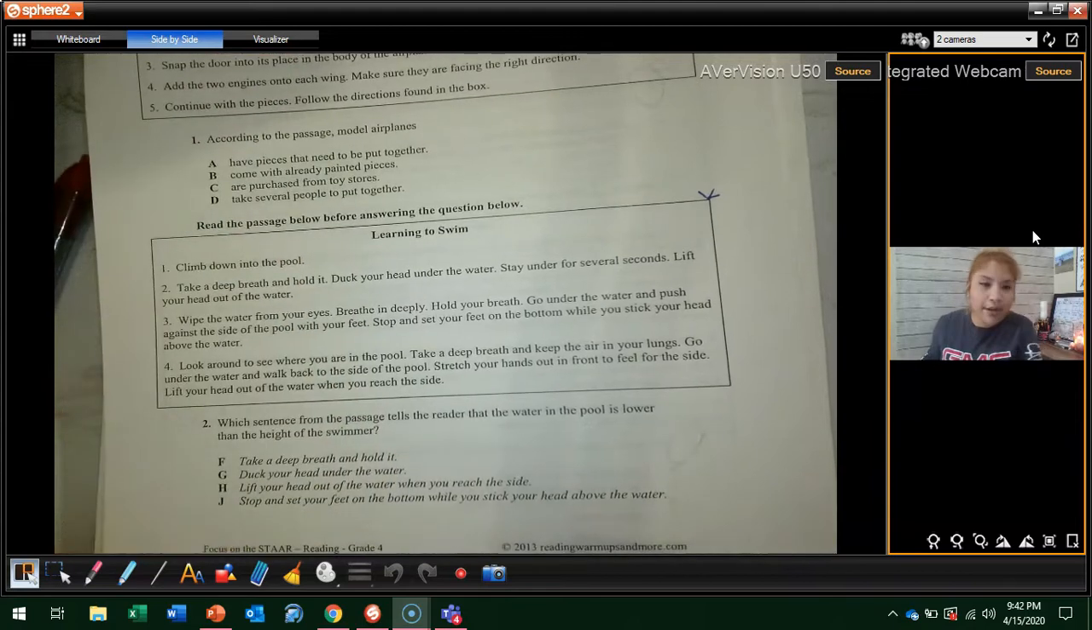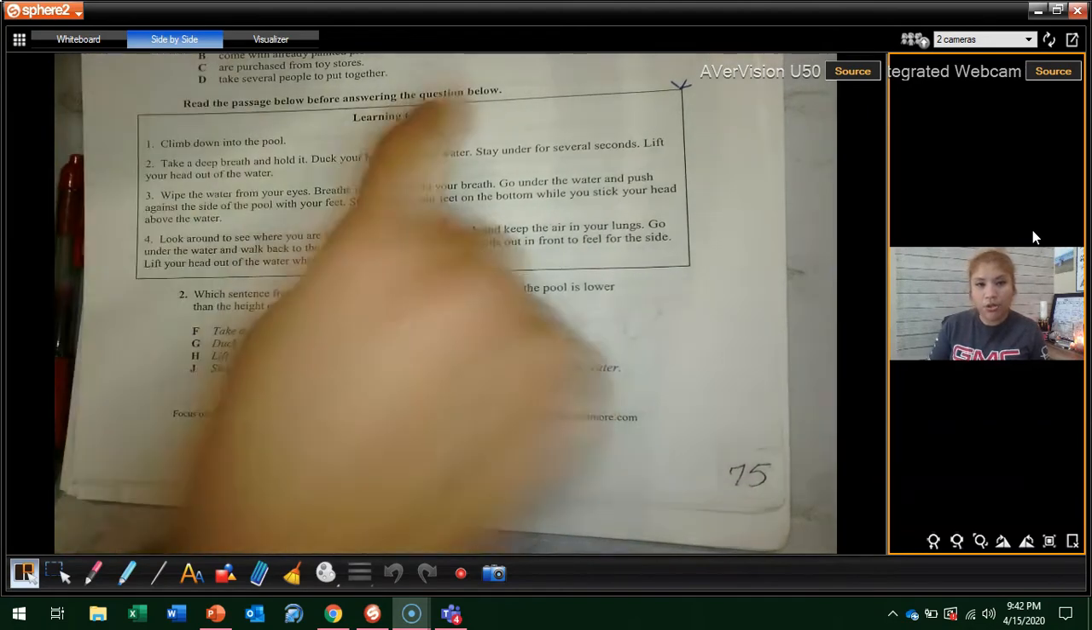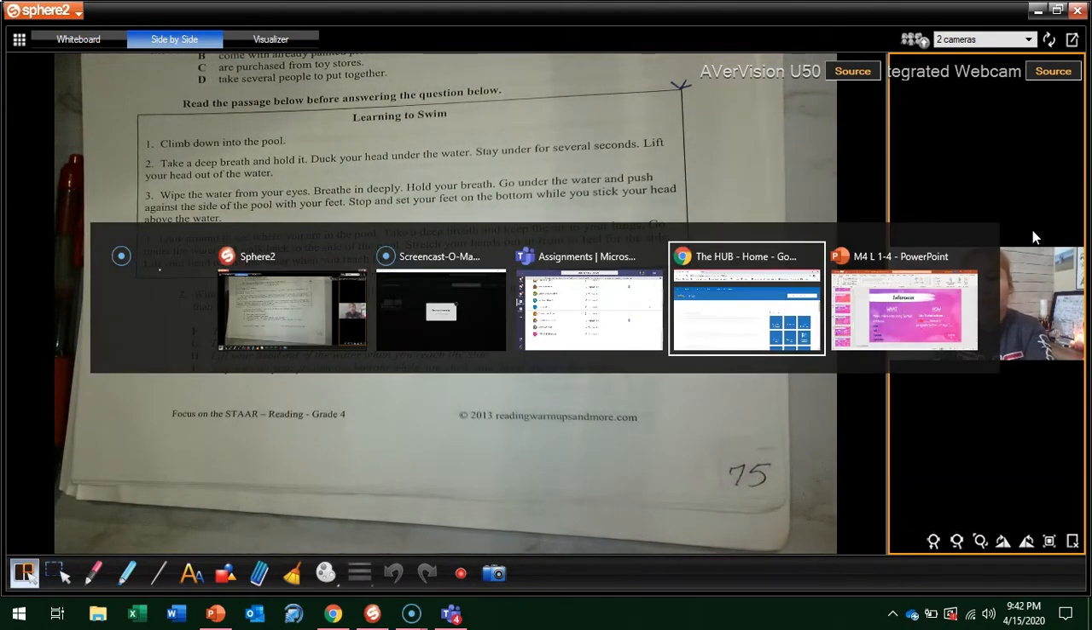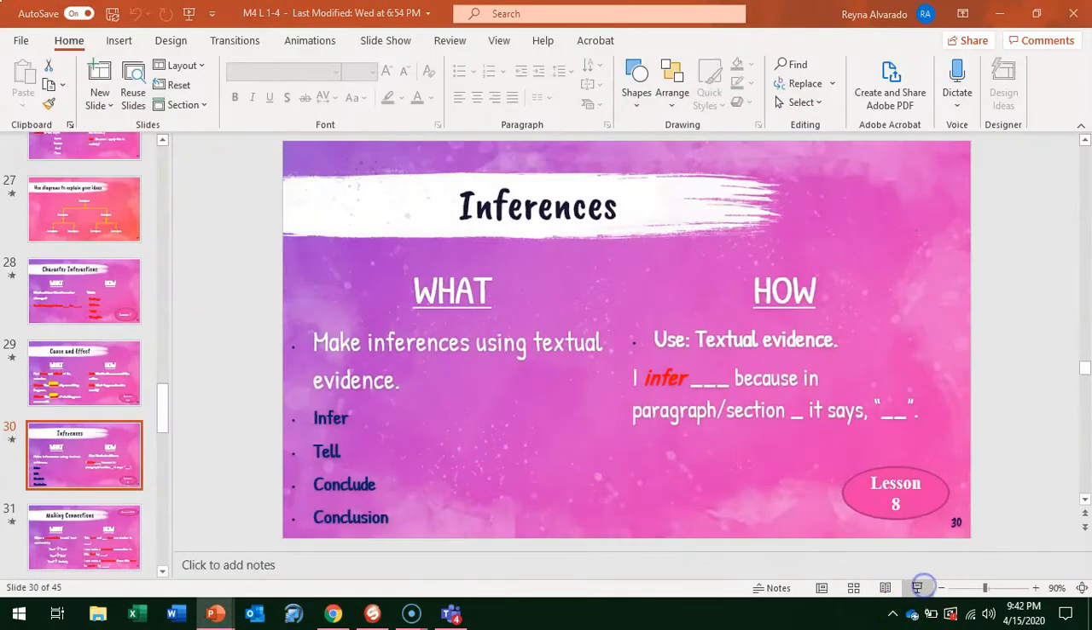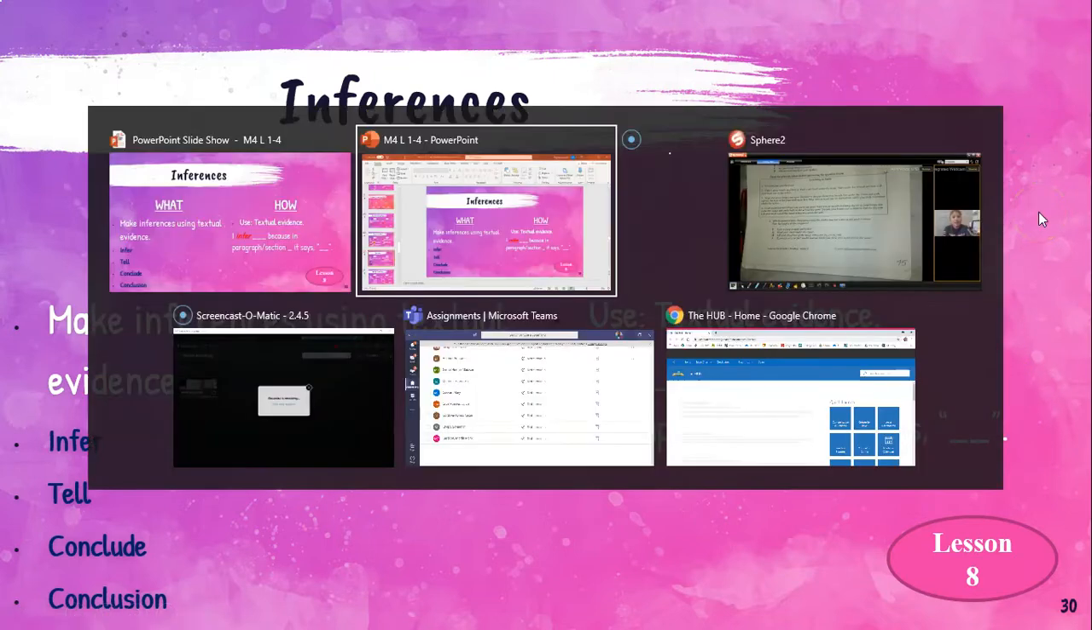All right, so let's go ahead and read today's objectives. So remember, you should be on page 75. And we're going to do number 2, learning to swim. So let's go read the objective. So for today, students will be able to make inferences. So what are we doing today? We're going to make inferences using textual evidence. We infer, we tell, we conclude, and conclusion. They're all synonyms for infer. So how are we going to do that, boys and girls? We're going to use textual evidence, and we would say, I infer blank, because on paragraph or section, it says blank. So remember, this is my textual evidence. That's why it's in quotations, because I copied it.